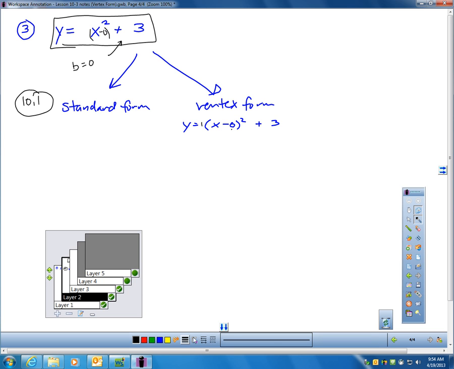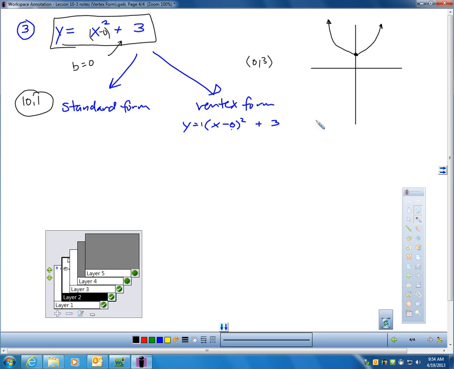Let me actually graph that one. Vertex is (0, 3). So let me draw an XY axis. Here's my vertex, (0, 3), which would be about here. This graph is opening up.